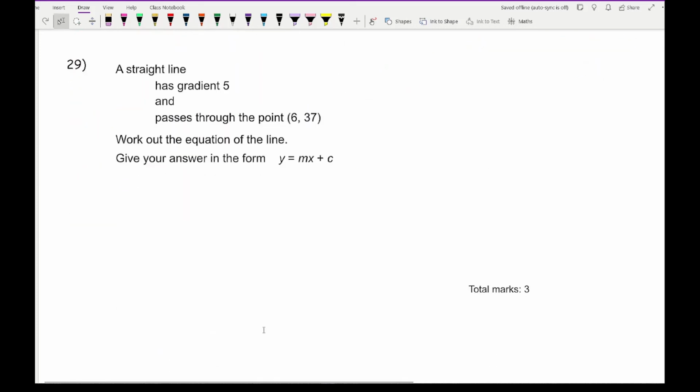Then moving on to our last question, it says the straight line has a gradient of 5 and passes through the point (6, 37). Work out the equation of the line. Now this value of 5 is our m, 6 is our x, and 37 is our y. So what we need to do is find c. So substituting those numbers in, what do I get?